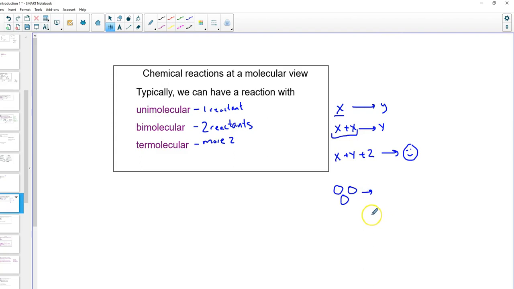Sometimes I make the analogy of three people. If you blindfold them and they have to wander around the mall, what are the chances that all three of you physically bump into each other at the same time? Almost impossible. So it's theorized that reactions actually take part in multiple steps. We call these elementary steps.